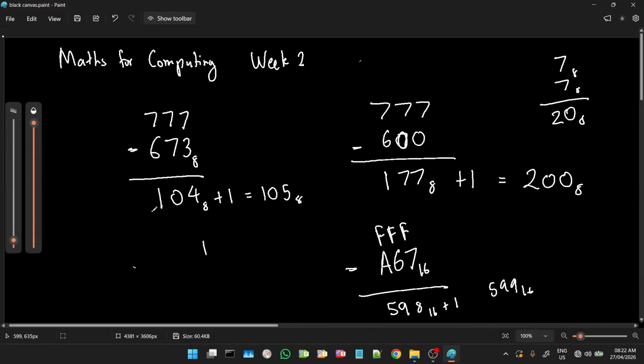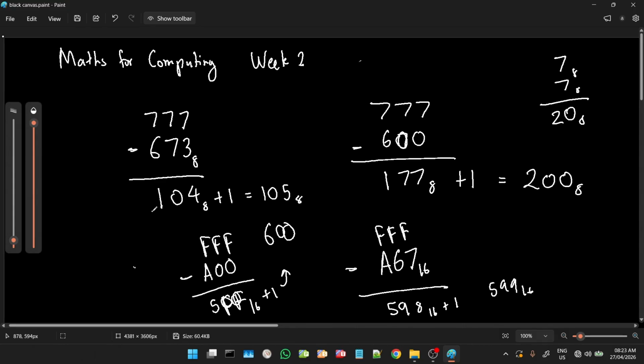Right? What if you subtract a value, let's say A00? You won't get a 500, you'll get a 5FF. What if you add a 1 to this to get its 16th complement? Well, you will get a 600.